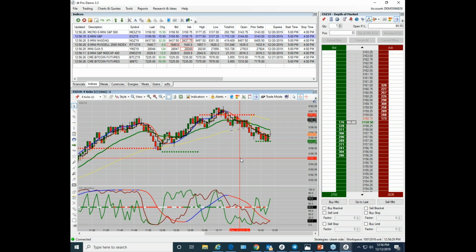So I'm going to show you from start to finish how to enter, where to put the stop, when to exit, how to trail the stop, everything from start to finish. So it's going to be very transparent for you. So that's the goal and objective for this next hour. All right.